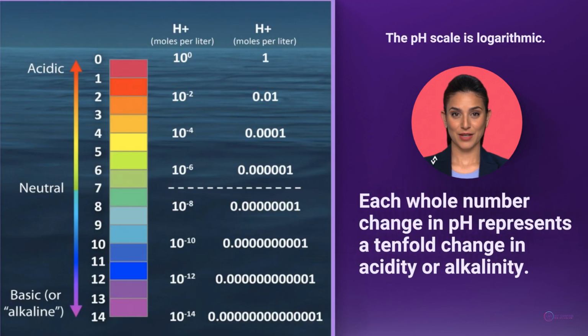The pH scale is logarithmic, which means that each whole number change in pH represents a tenfold change in acidity or alkalinity. For example, a solution with a pH of 3 is 10 times more acidic than a solution with a pH of 4 and 100 times more acidic than a solution with a pH of 5. A solution with a pH of 9 is 10 times more basic than a solution with a pH of 8 and 100 times more basic than a solution with a pH of 7.